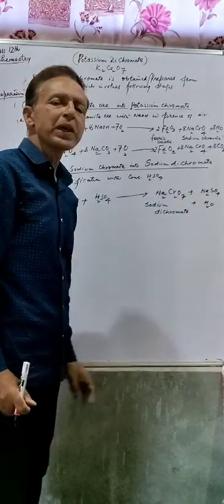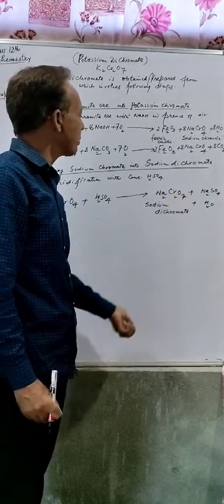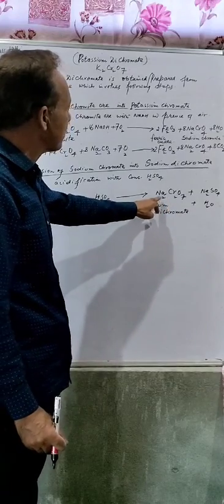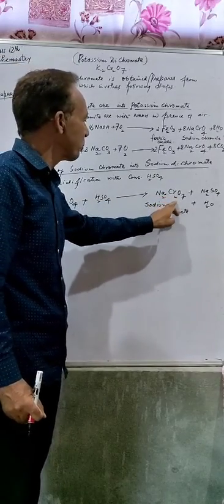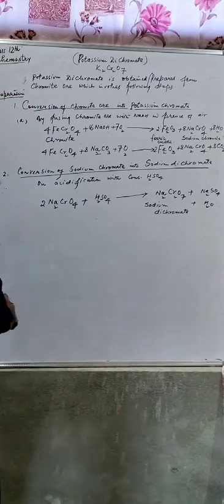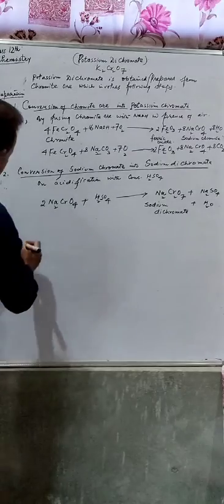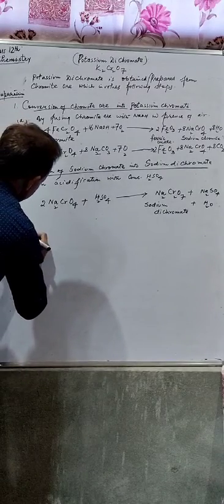Sodium sulfate, being less soluble, crystallizes out of the solution, leaving behind in the solution sodium dichromate. So we take the sodium dichromate from there and then we convert it into potassium dichromate.